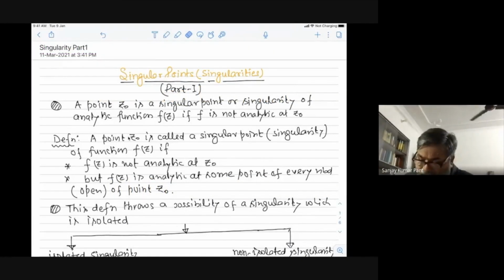Let me start the first part of the lecture, where we will talk about the singular point of an analytic function. First, what we mean by a singular point. A very wide and broad definition can be like this: a point z naught is a singular point, or a singularity, of an analytic function f(z) if f is not analytic at z naught.